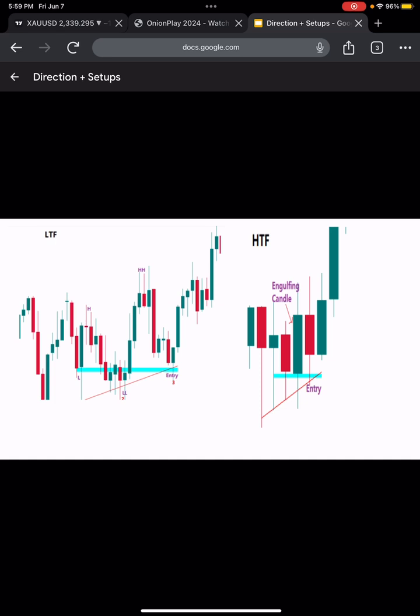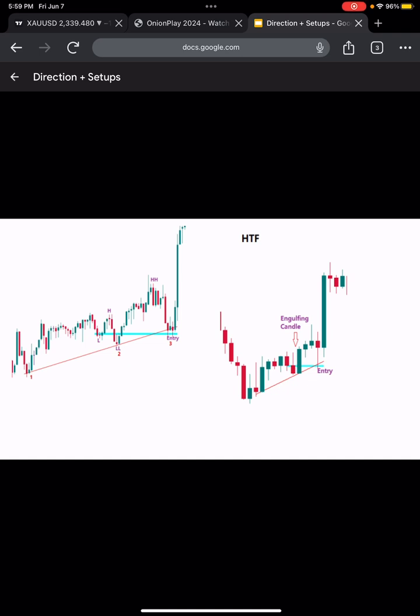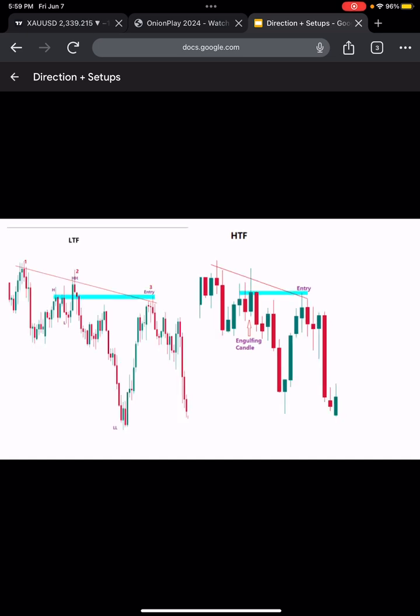Here's another example: low, high, lower, low, higher, high. Again, you draw the trend line. The higher time frame is the engulfing candle. Here's another example. It's a continuation pattern, so it's just basically price following the trend, right? Higher time frame is the engulfing candle, as always.